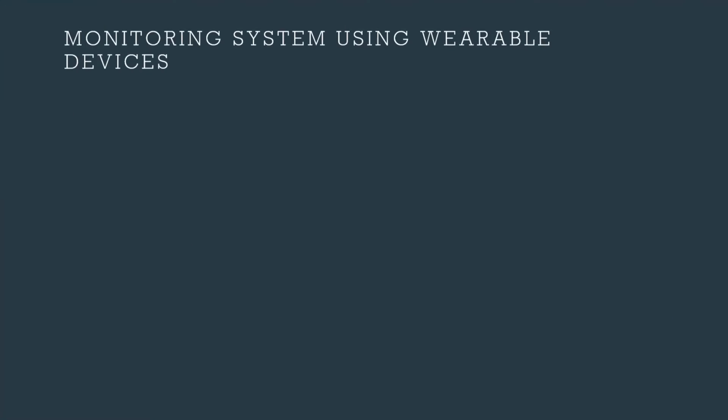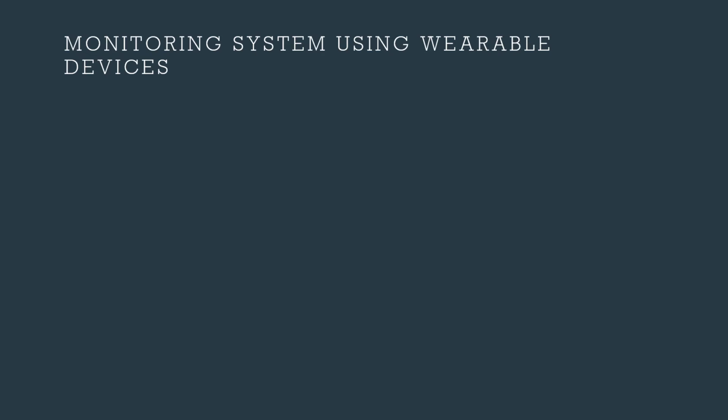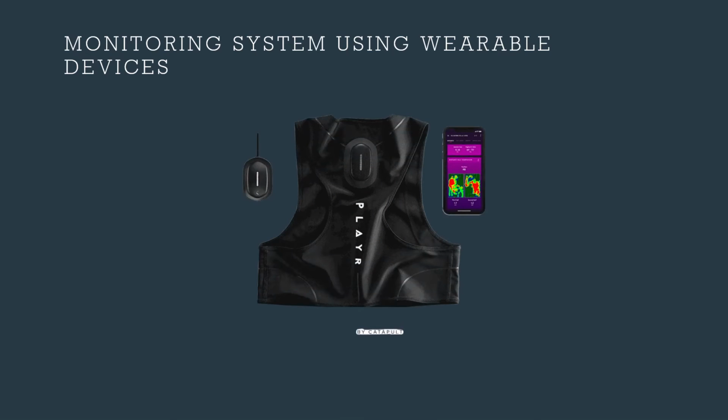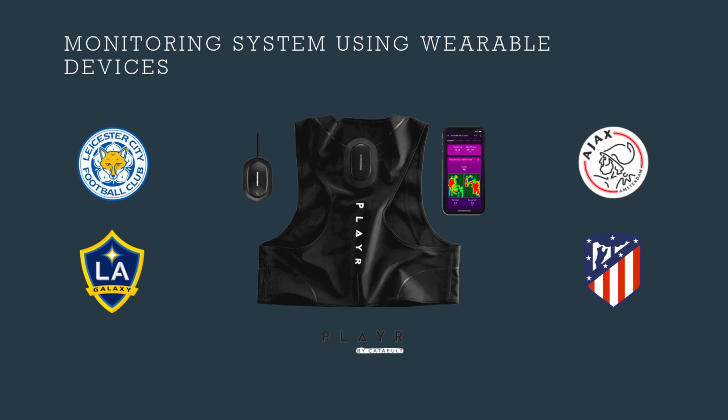Next, let's look at the monitoring system using wearable device. This system example is called Playertek, developed by Catapult. The system consists of a wearable device in the shape of a vest that the player needs to wear, and a detection device in the shape of an oval that will detect and measure the football player's performance, and then update it into the database. This technology is used by football clubs like Leicester City, LA Galaxy, Ajax, and Atletico Madrid.